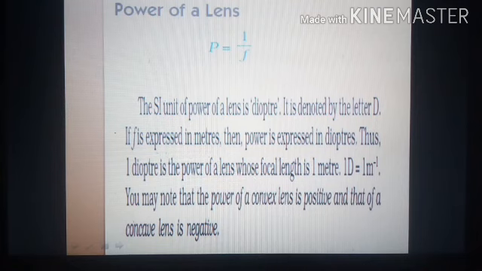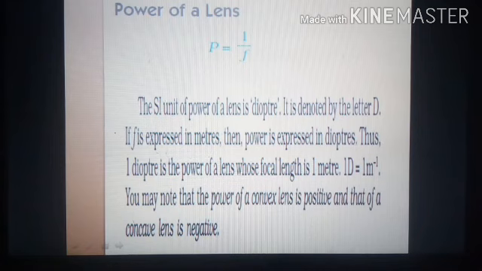So a question may be asked: define 1 diopter. 1 diopter is the power of the lens whose focal length is 1 meter, which means 1 diopter equals 1 meter inverse. And the power of a convex lens is positive, and that of a concave lens is negative.